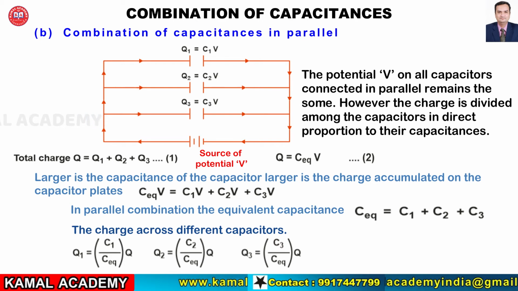Similarly, the charge Q2 on capacitor with capacitance C2 will be given as Q2 equal to C2 into V. So from equation 2, V is equal to Q upon C equivalent. So substituting it, we get Q2 equal to C2 into Q upon C equivalent. Similarly, the charge Q3 on capacitor with capacitance C3 will be Q3 equal to C3V. So from equation 2, V is equal to Q upon C equivalent. So substituting, we get Q3 equal to C3 Q upon C equivalent.